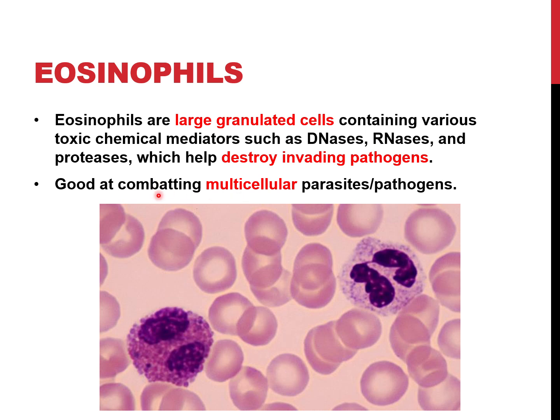Multicellular organisms. All right, so these cells are not really efficient at getting rid of most pathogens, but when it comes to a larger multicellular pathogen, it could be a parasite, it could be a protist, but generally that's going to be your parasitic worms. All right, so stuff like ringworm, tapeworm, all of those things.